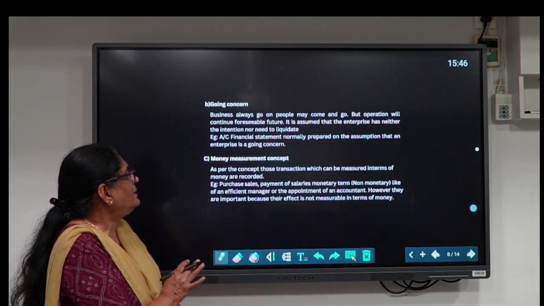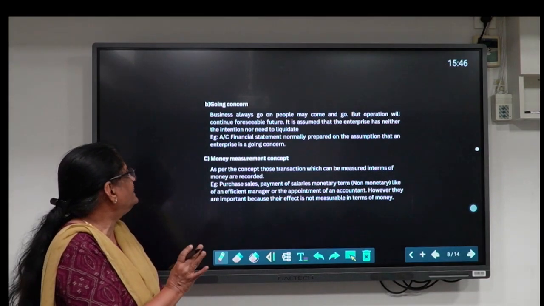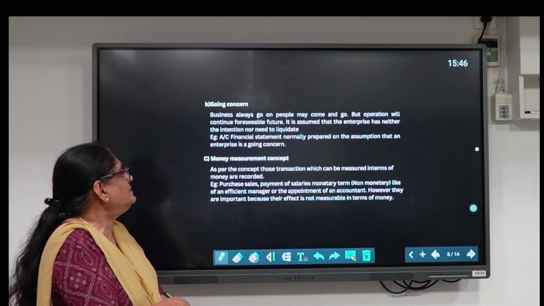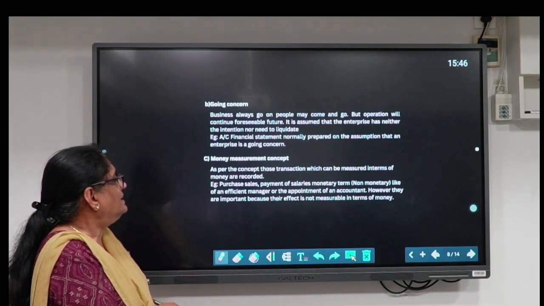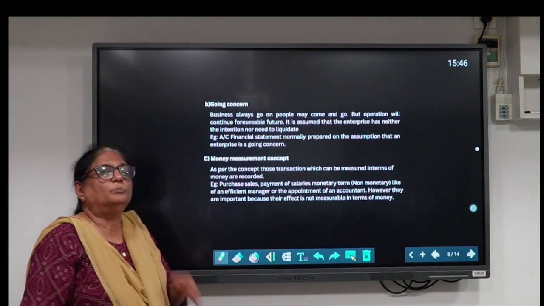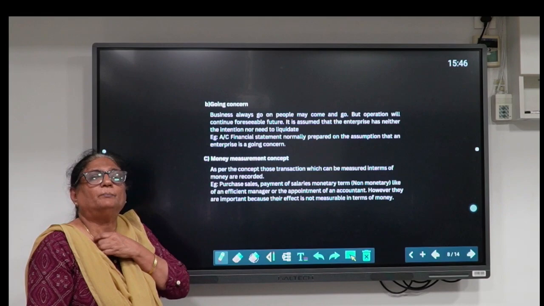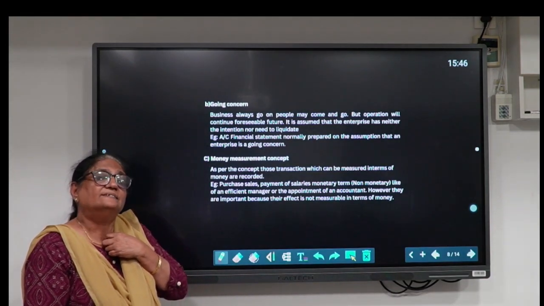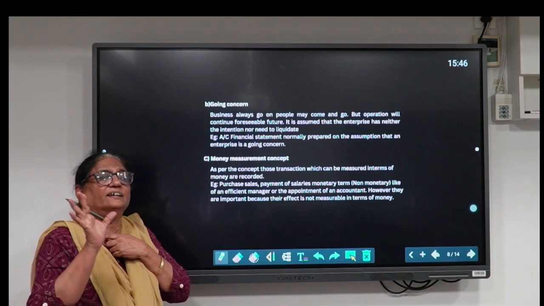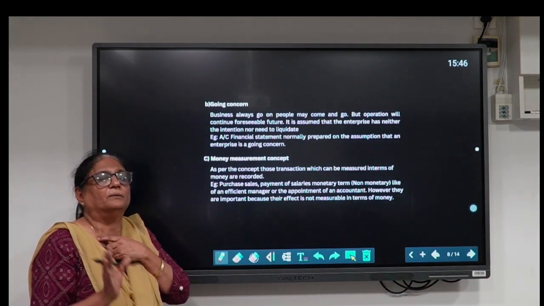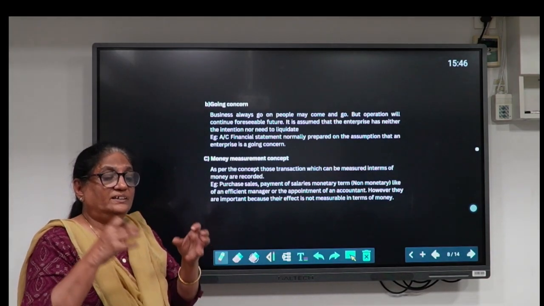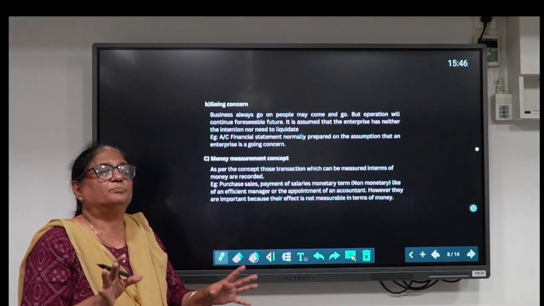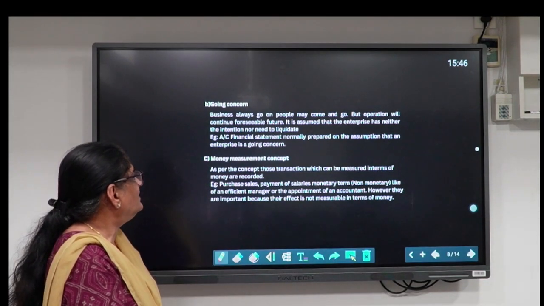Next is the money measurement concept. As per this concept, transactions which are measured in terms of monetary benefit, cash, are recorded: purchase, sale, payment of salary, in monetary terms. What are non-monetary items? When you have appointed a manager, you are paying a salary to him. The salary is monetary, but the manager himself is non-monetary. The manager is not so important for us; what payment is made is taken into consideration.